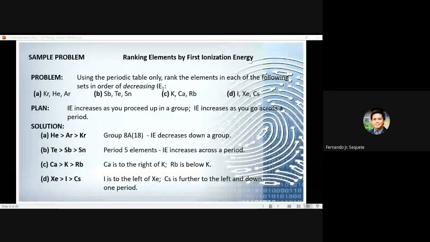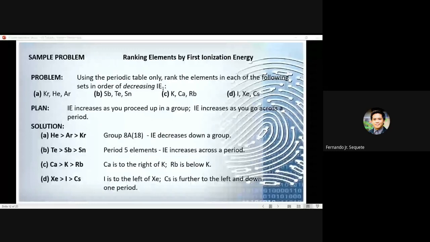Next would be letter B. We have tellurium. SB is antimony, and SN I think is tin. Correct me if I'm wrong. Tellurium, antimony, and tin. Period 5, according to here, nasa period 5 daw siya.